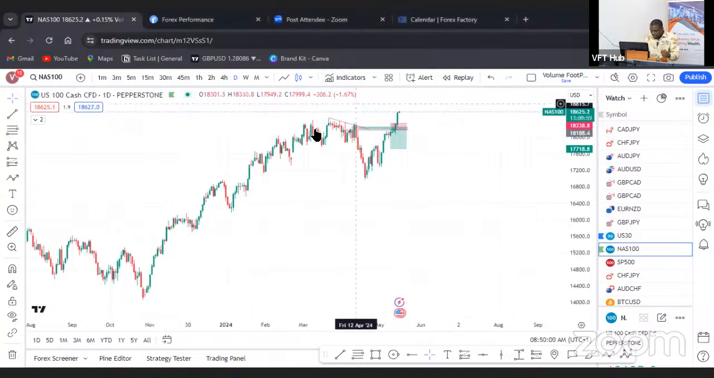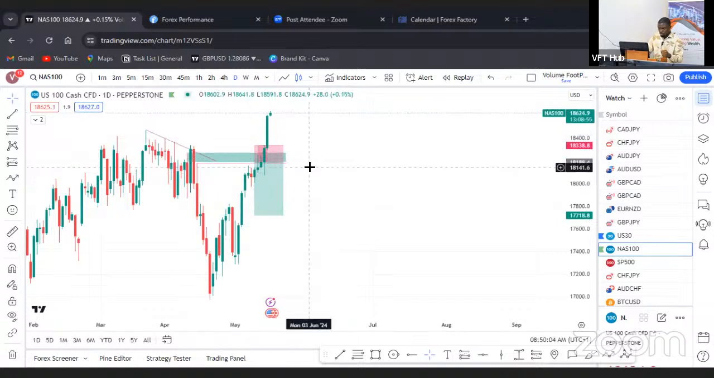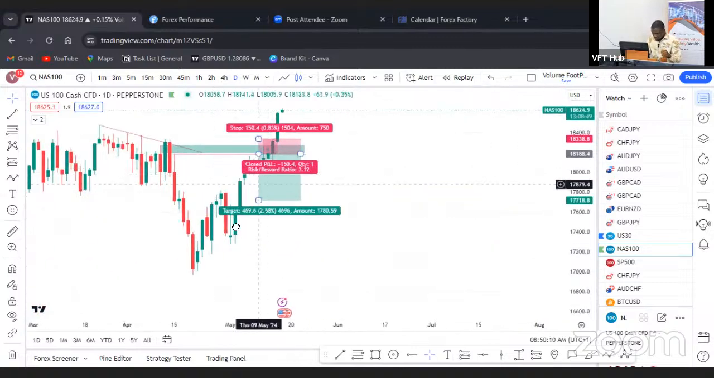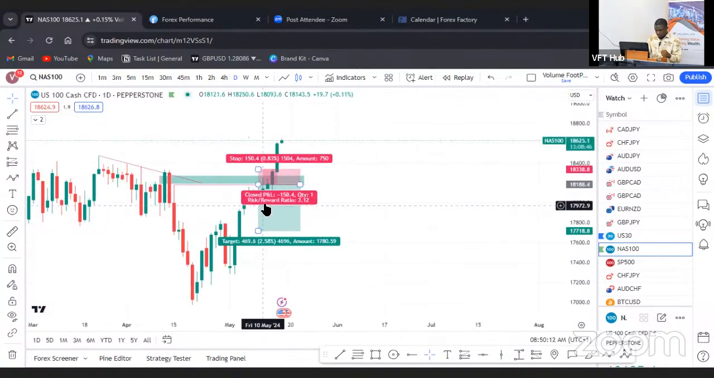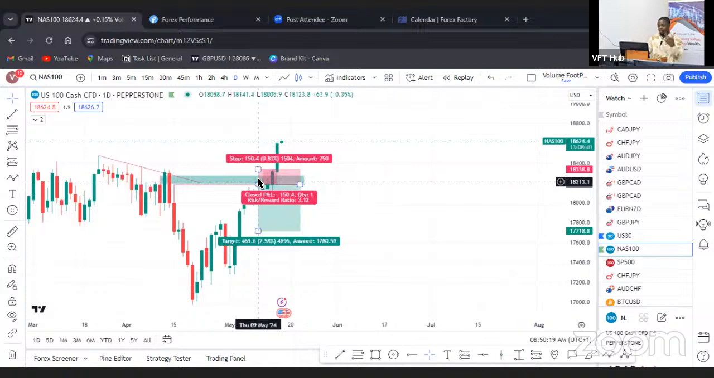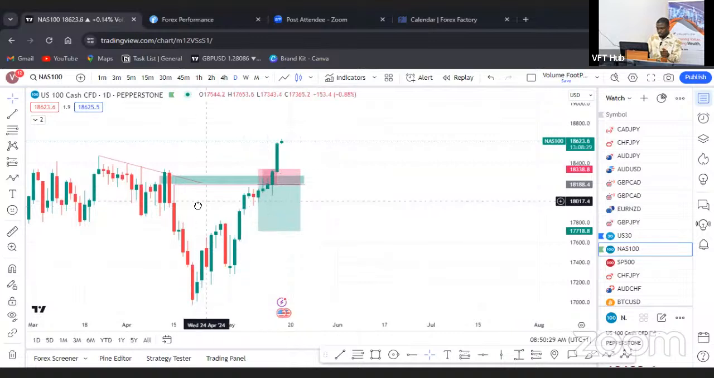So we had this analysis on NAS that was earlier this week. We're looking forward to short NAS from this point. Did a little movement to the downside, and then took us out from this entry. I didn't even have to enter this trade because there was no entry on the lower time frame. This markup was 150 pips SL, and like I said, it's too wide to take the trade.